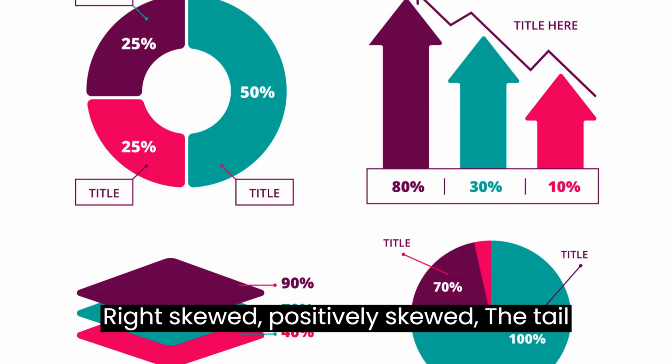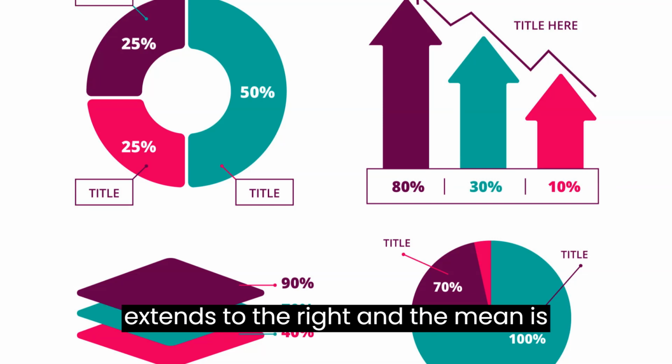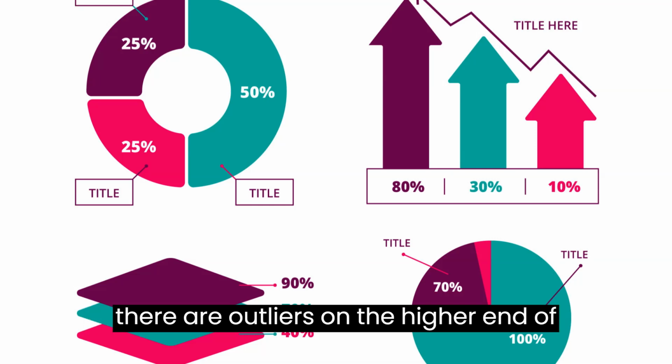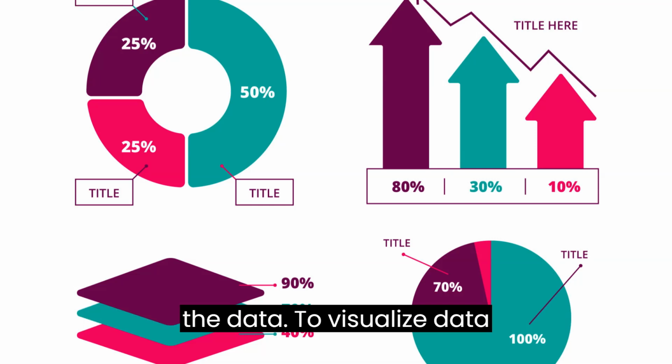Right-skewed, or positively skewed: the tail extends to the right, and the mean is greater than the median. This occurs when there are outliers on the higher end of the data.